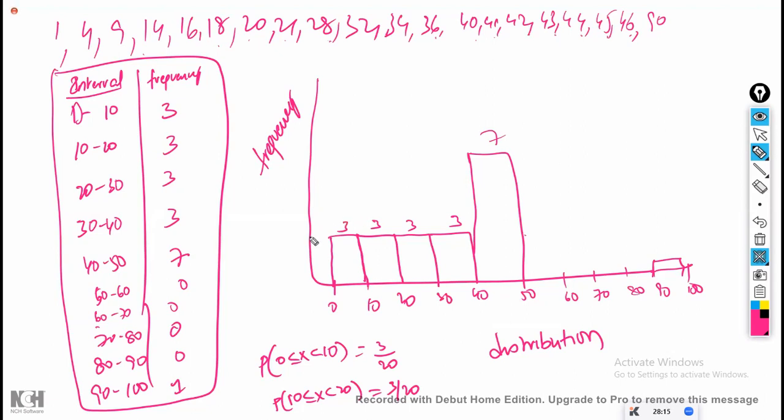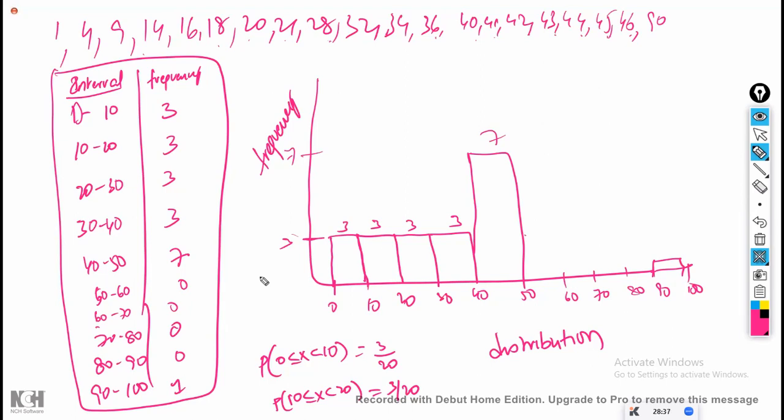Now, this same example is the frequency distribution. If instead of the values 3 and 7, you consider the probability of each interval, then it is called a probability distribution. If you consider probability, it is a probability distribution. If you consider frequency, it is a frequency distribution. That is the difference.